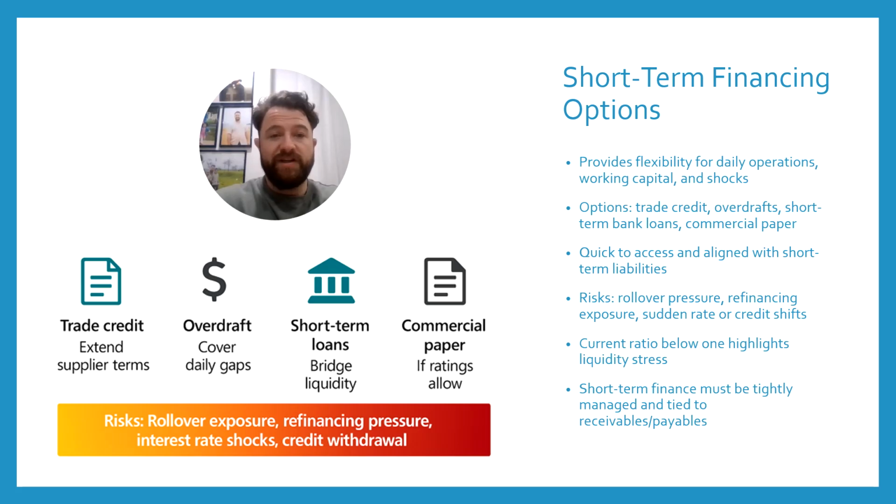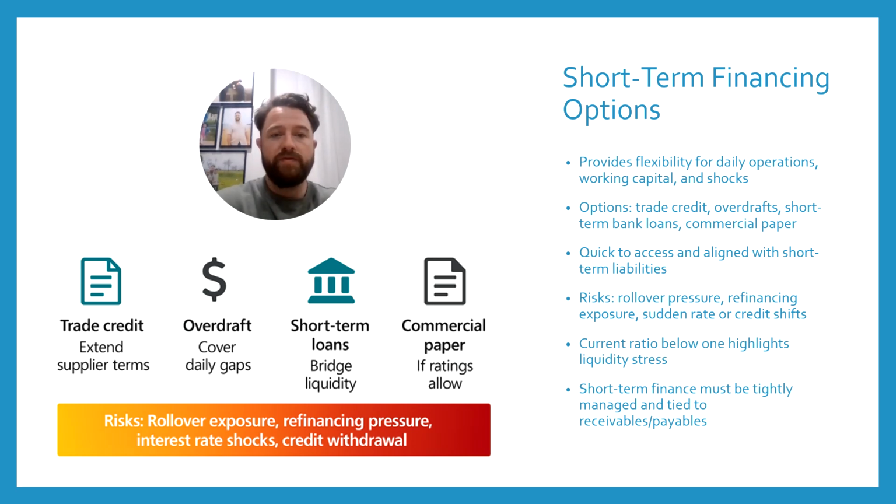Short-term financing options. Short-term financing provides flexibility to cover daily operations, working capital gaps, and unexpected shocks. Yope can extend trade credits with suppliers, use overdraft facilities, or arrange short-term bank loans. Commercial paper could also be considered if credit ratings allow. These options are fast to access and match the short life of current liabilities, but they create a rollover risk.